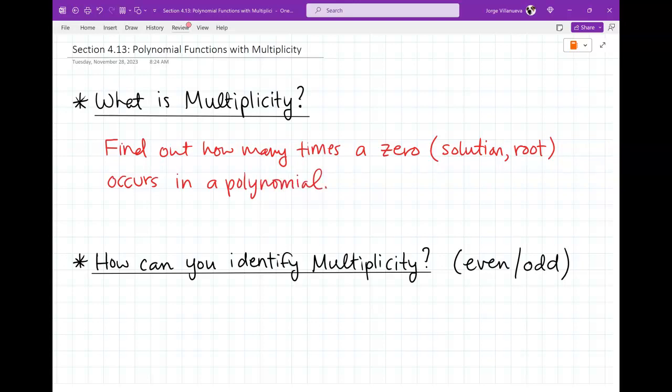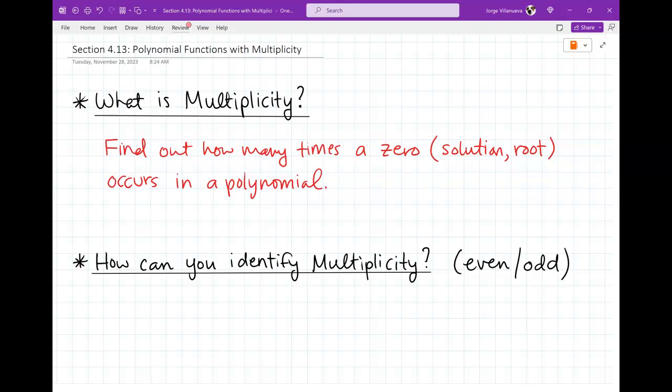Okay, so what is multiplicity? Well, that's when you find out how many times a zero occurs. That's what you're going to see most of the time. They're going to say find the zeros. In other words, find the solutions, find the roots. How many times a zero occurs in a polynomial? So maybe you solve for an answer and you get like a 1. Sometimes we say your answer of 1 has multiplicity that's even or it's odd. Even means it bounces, odd means that it goes through. We'll talk about that in a little bit, the very next part.